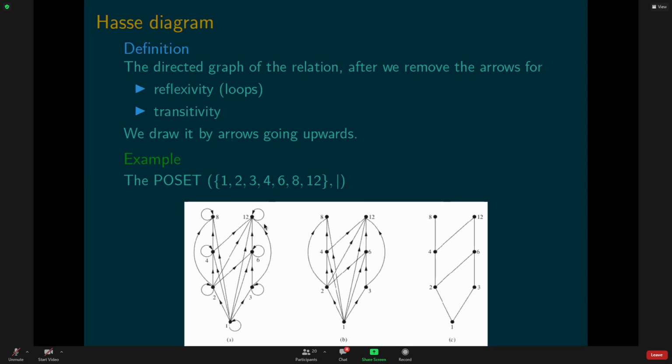By the way, this is theory. When you draw a Hasse diagram, you never start from here. You just don't draw the things that you don't need, right? You immediately draw this one. But for example, you say again 8 and 12 or 8 and 6 are incomparable elements.